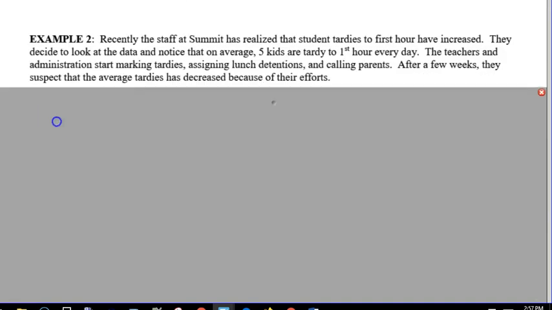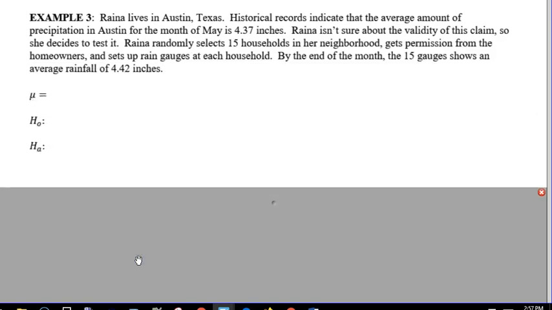One more of these. All right, Raina lives in Austin, Texas. Historical records indicate the average amount of precipitation, not just rain, precipitation in Austin for the month of May is 4.37 inches. She's not sure about the validity of this claim, so she decided to test it. Now notice, she didn't say, I think that's too high, I think it's too low. She's just not sure. So, Raina randomly selects 15 households, gives permission, sets up rain gauges. By the end of the month, the average rainfall was 4.42 inches.